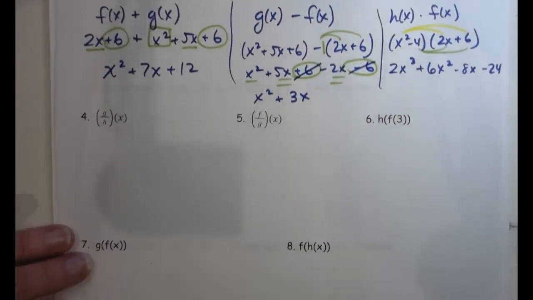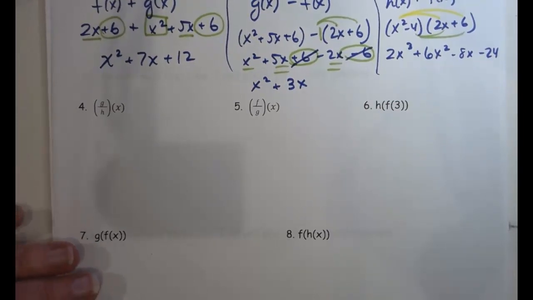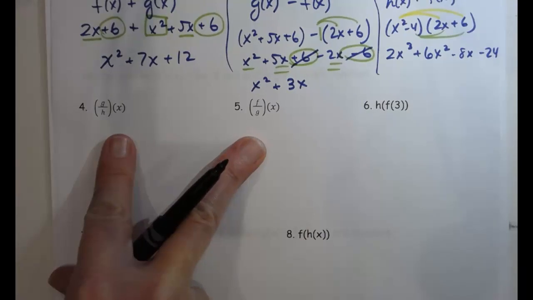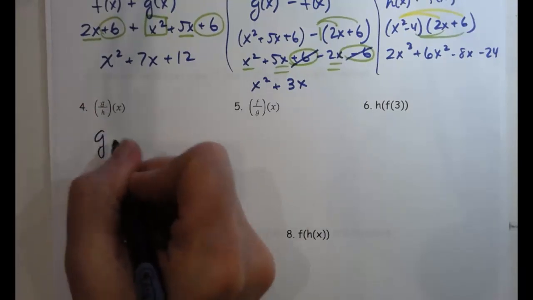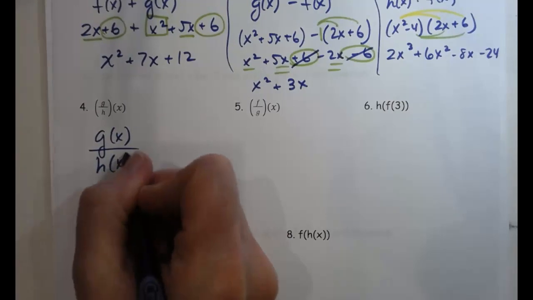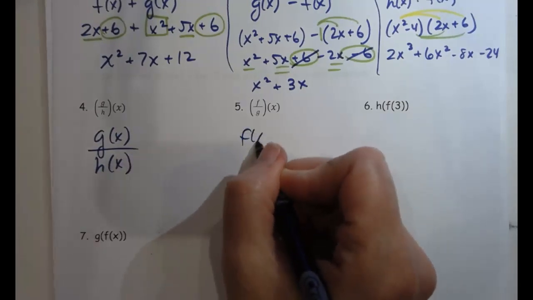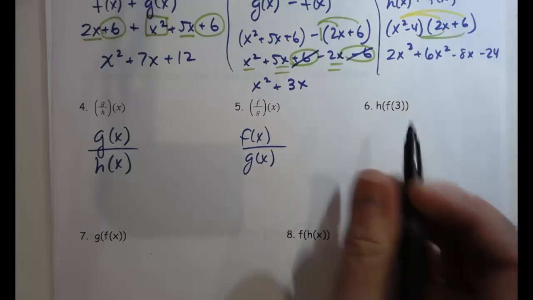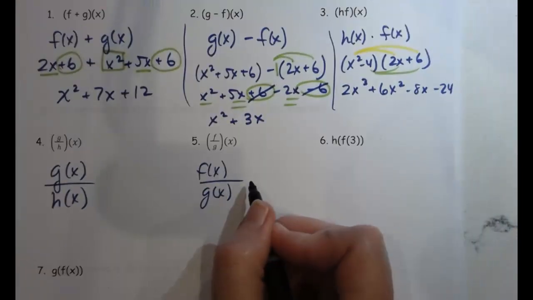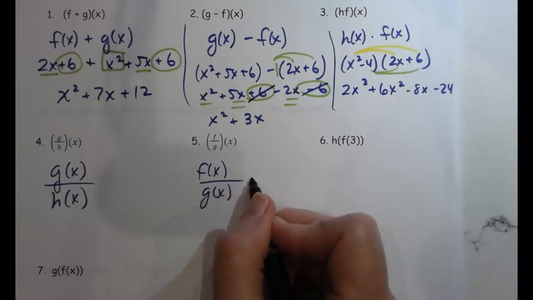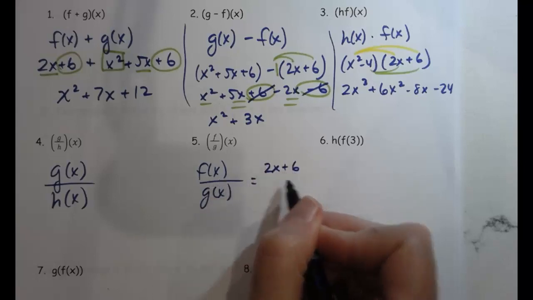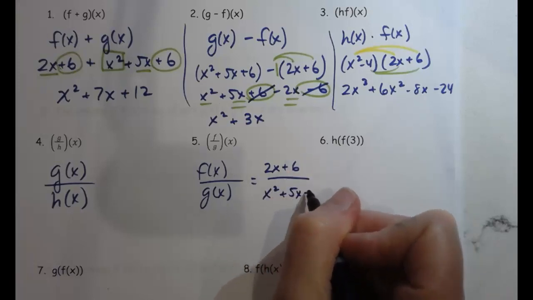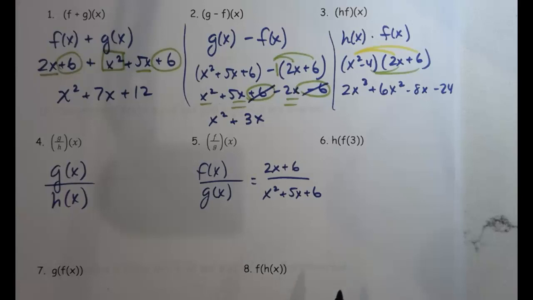So we're going to continue here. I'm not going to do every single one of them, but notice the difference in number 4 and number 5. This is g of x over h of x. This is f of x over g of x. The order is very important. So let's try this one right here. If we have f of x, which is 2x plus 6, over g of x, which is x squared plus 5x plus 6, this is the quotient.